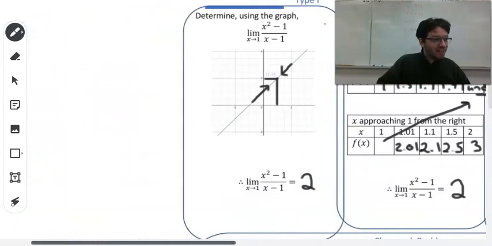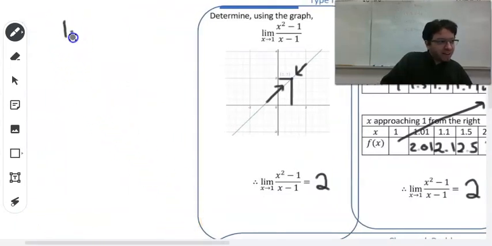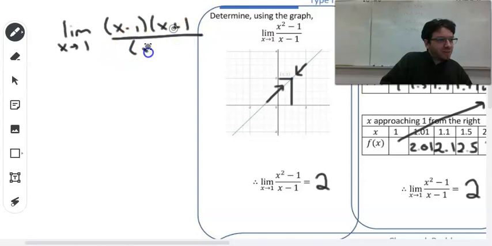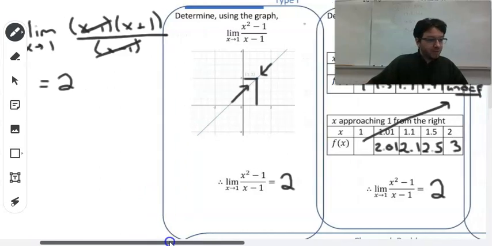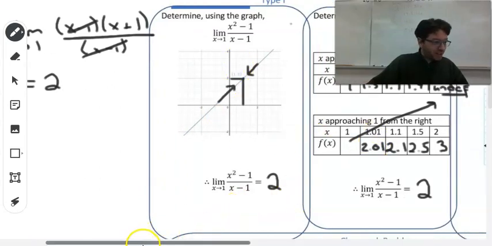Now you can play with this function algebraically if you like. The limit as x approaches 1, you might notice the numerator is just a difference of squares. So you can change that to x minus 1 times x plus 1. And if that's all divided by x minus 1, well, x minus 1 will cancel. And you're left with the limit as x approaches 1 of x plus 1. So algebraically, we can also prove that that limit will equal 2. You can do it with a graph, you can do it with a table of values.